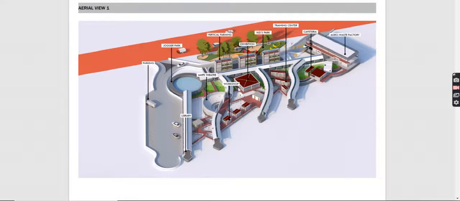Now here is my first view, the arena view. You see here is a library, this is a workshop exhibition, this is vertical farming, kids park, jogger park, cafeteria, toilet, and here the agro waste management training center. So here the car comes, market, then park, here the amphitheater, exhibition from outsiders. If exhibition people want to keep a workshop at the same time, they can arrange the exhibition here. And the training center for workers.